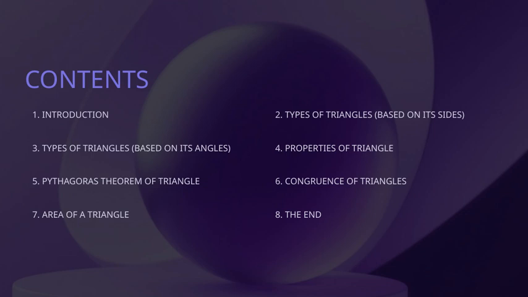After that, we'll examine the types of triangles based on their sides, which complements what we've learned about angles. Then, we'll explore some key properties of triangles that are essential for understanding their behavior. Next up is the concept of congruence of triangles, which helps us determine when two triangles are essentially the same. Finally, we'll wrap up the presentation with a summary and some concluding remarks. Throughout, we'll see how all these pieces connect to give us a comprehensive understanding of triangles.